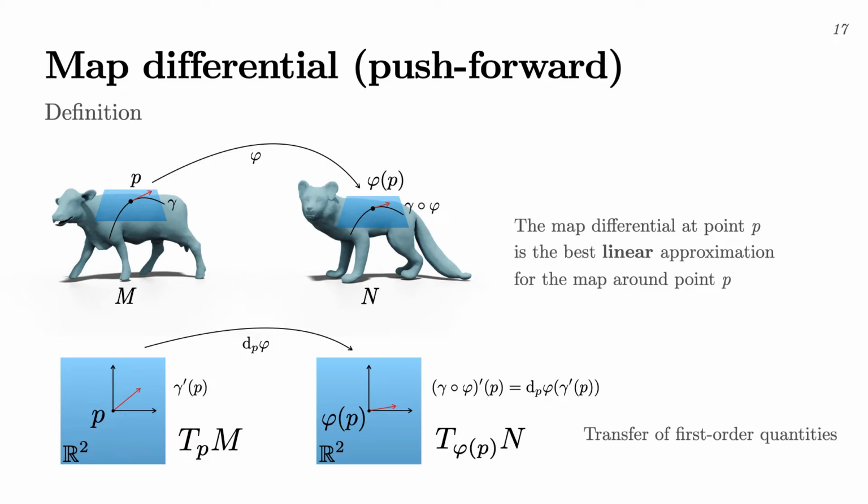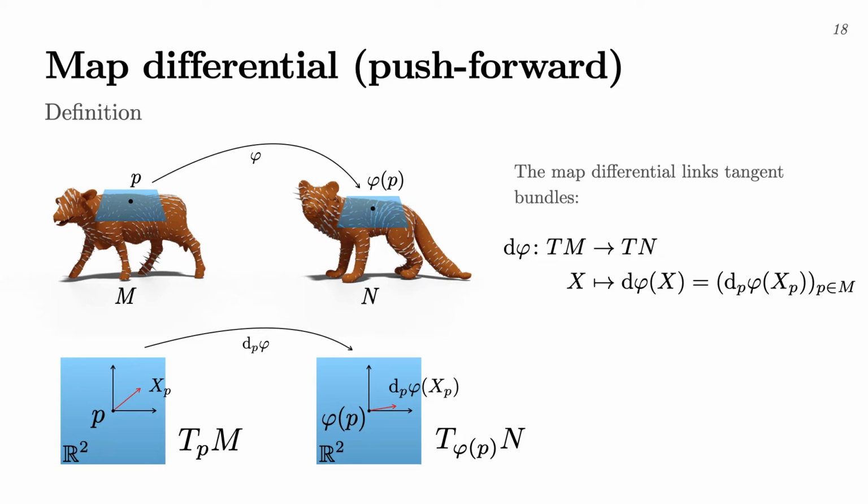For instance, given a curve on the source and its image on the target, both velocities at point P live respectively on the source and target tangent planes, and they are linked by the push forward d phi at point P. The push forward d phi thus links source and target tangent bundles. In other words, it takes as input tangent vector fields on the source shape and yields tangent vector fields on the target shape.